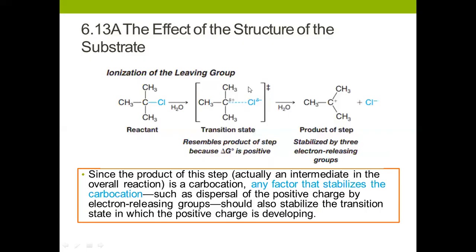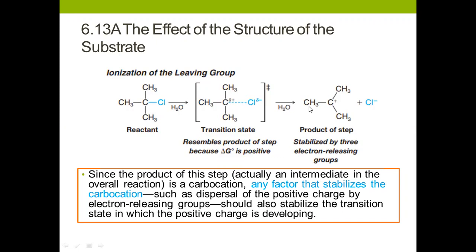So the reactant, before it really forms your carbocation, which is your first intermediate, there is what we call a transition state. In the transition state, it resembles the product of the step. This is our product, and this transition state will have to resemble that product. If you look at the transition state, there is this chlorine partially leaving your carbon here, so your chlorine will bear a partial negative charge, and your carbon will bear a partial positive charge.